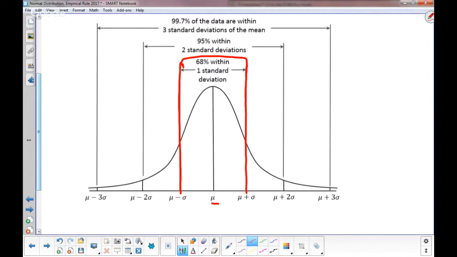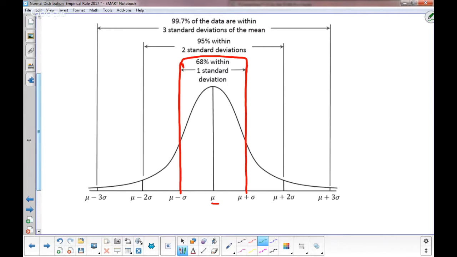It doesn't matter if there's 100. If there's 100, 68 of them fall within this. Or if there's 10,000, then 6,800 fall within these 2 standard deviations. So some will be at the mean, some will be outside, some will be right at the center. They will fall there. So 68% of my data.